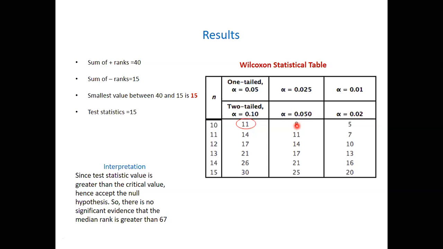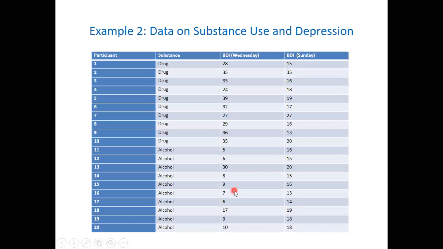We already said that for the Wilcoxon test, it is the only statistic where the smaller the statistic, the smaller the p-value, the more significant. For the other statistics, the bigger the statistic, the smaller the p-value. So for this sample of 10, we expect the value to be 8 or less to be significant. That is why it's not significant. Since the test statistic is greater than the critical value, there is no significant evidence that the median rank is greater than 67. So there's no significant difference. That's just it. Very simple.